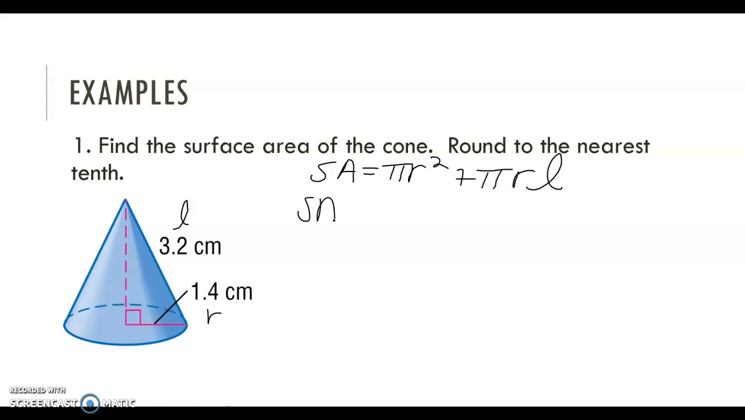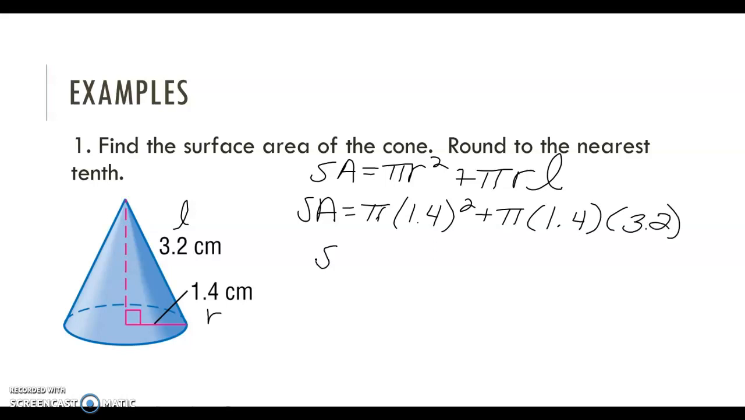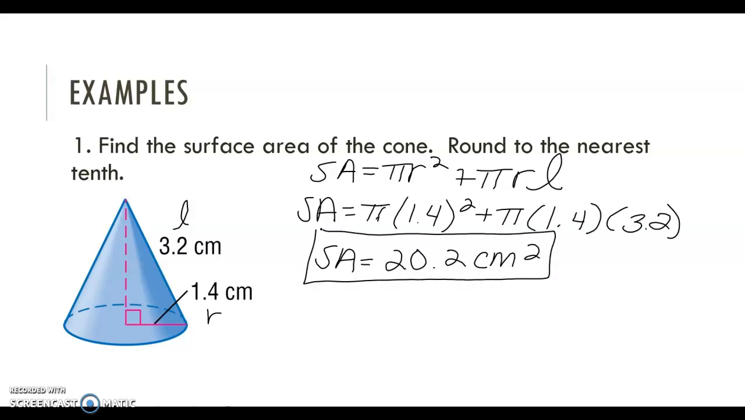So let's go ahead and substitute in. So pi, the radius is 1.4 squared, plus pi, 1.4 times 3.2, and you should be able to type that all into your calculator at one time. We will do that here. Just type it all in, round our final answer to the nearest tenth, and you should get a surface area of 20.2 square centimeters for this cone.